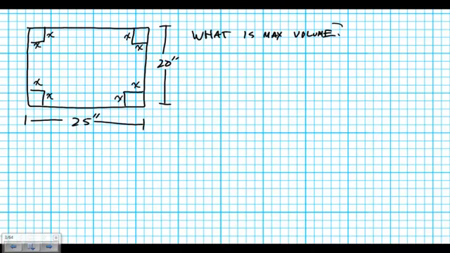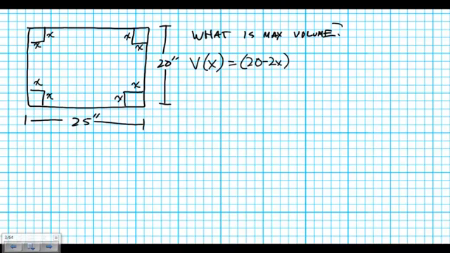Since I don't have another variable right now, I think we can skip the relationship step. Let's go right to the function step. What is the volume of the box as a function of x? One dimension is 20 minus 2x.